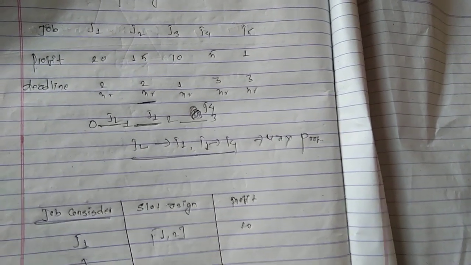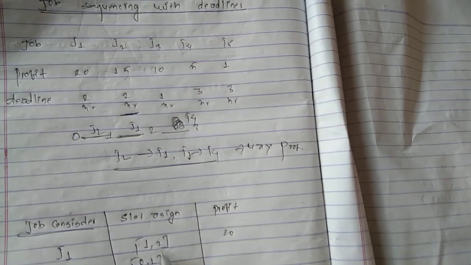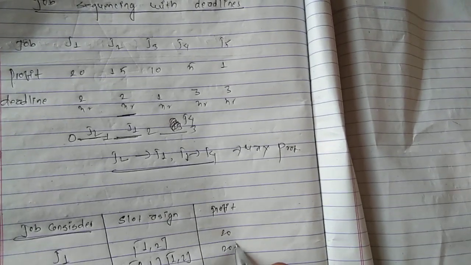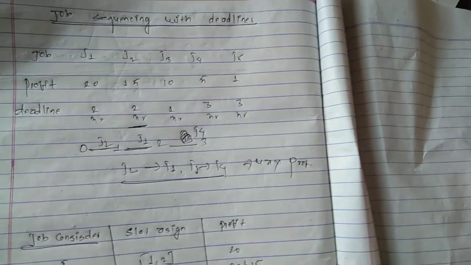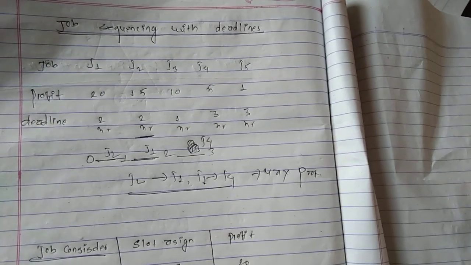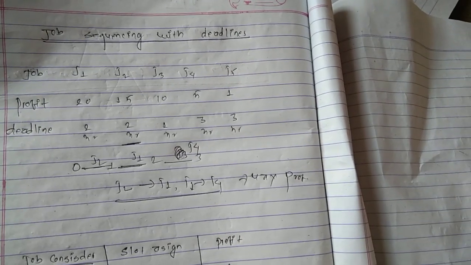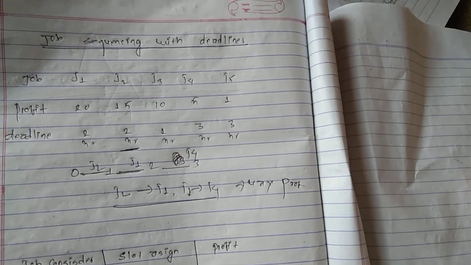Now J2: the slot assigned is 0 to 1, and the other slot is already there, that is 1 to 2. The profit is 20 plus 15, because this 15 is added here. Now the next is J3. We cannot consider J3, so we write the slots as they are, 0 1 1 2.